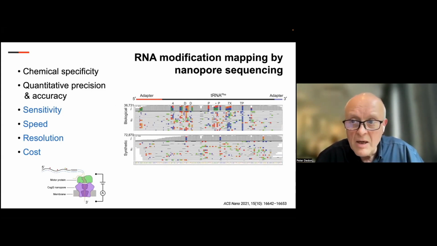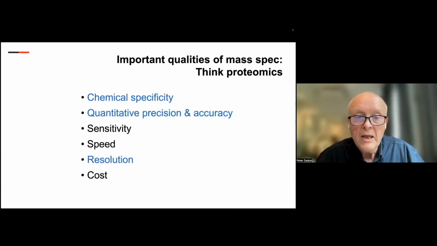It's not chemically specific in the sense of knowing the identity of the modification unless you have a priori knowledge with that organism. And even then, the quantitation is a bit fuzzy, but it's a powerful technique in terms of the throughput and this coverage.